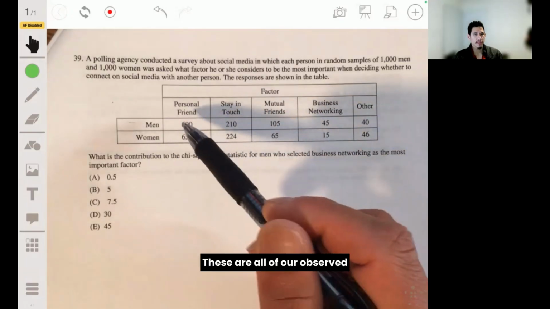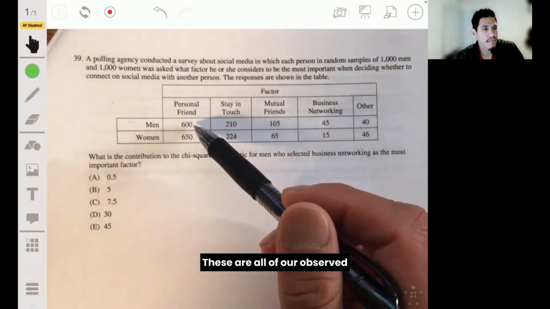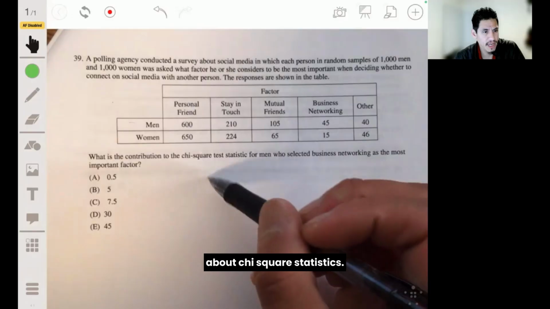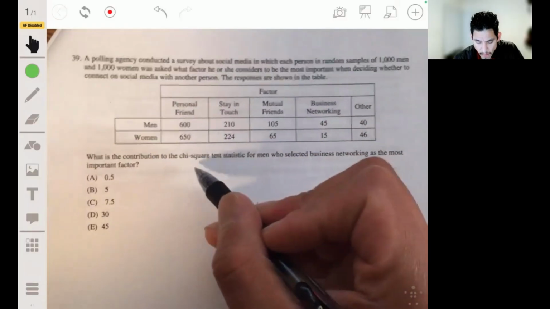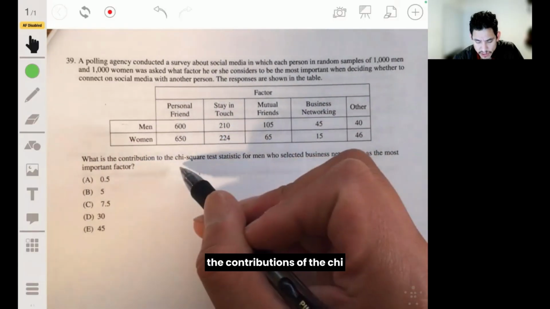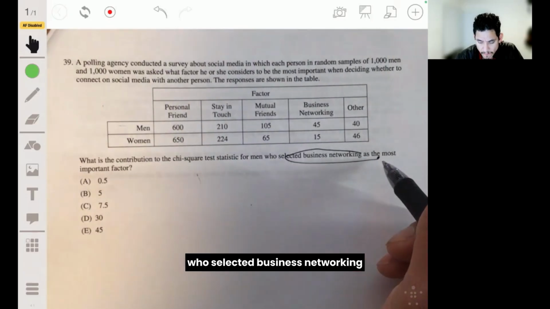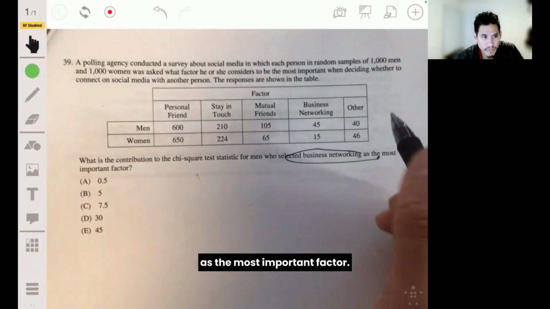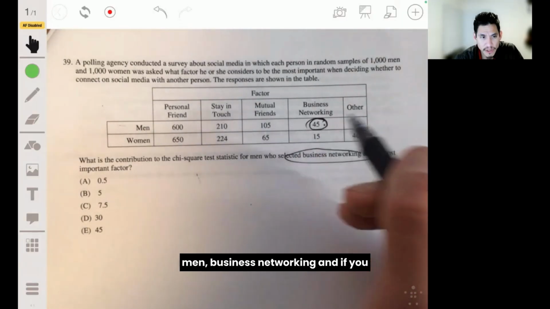Well, these are all of our observed counts. Statistics. These are our observed counts. And we want to look at what the contribution to the chi-square statistic is for men who selected business networking as the most important factor. So we're studying this group, men, business networking.